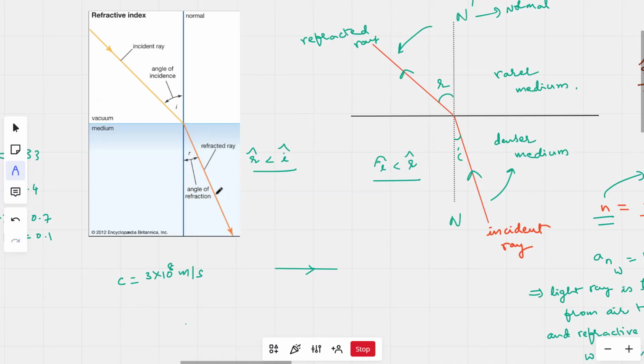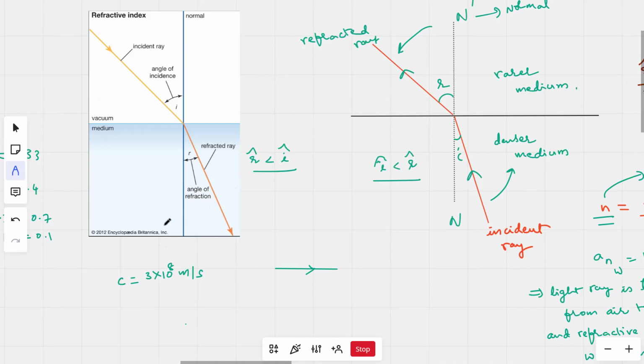In this deviation, if we draw a normal to the interface, it bends towards the normal if it is traveling from optically rarer medium to optically denser medium. Understood? Whenever the light ray travels from optically rarer medium to the optically denser medium, it deviates from its original path, and moreover, it bends towards the normal. This phenomenon is called refraction.